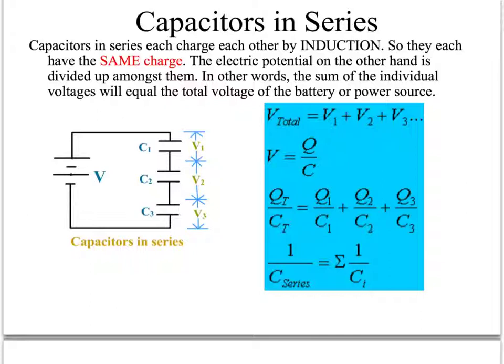So, if we plug the total voltage into our capacitance equation, we can solve and find out that the capacitance of capacitors lined up in series is equal to 1 over the capacitance of 1 plus 1 over the capacitance of 2, and so on. This is summarized in this equation with the symbol sigma, which, if you remember, means add or sum, which can also mean total.